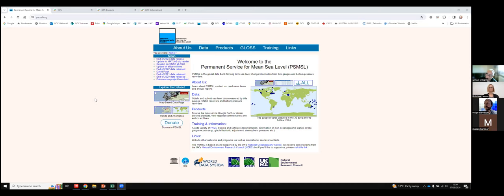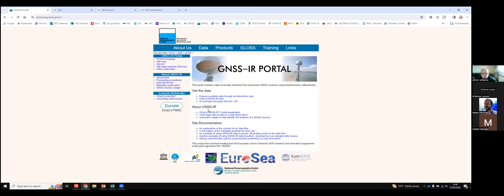So if you go to the PSMSL website, which is what we can see here, and go to data, you'll find a section that says GNSS-IR records. So we can go on there. And this is this new GNSS-IR portal. It gives us several things. We've got a map showing all the GNSS-IR sites around the world that we've managed to get sea level information from. There's an explanation of the technique again, and what we did to create the files that we've got. And some other examples of how we calculate daily means in this case.